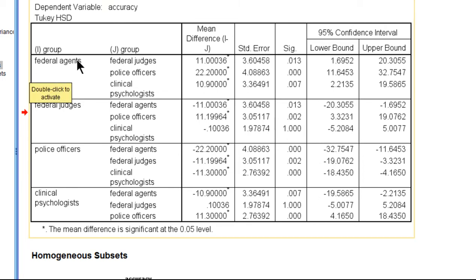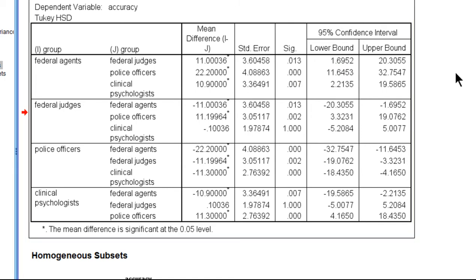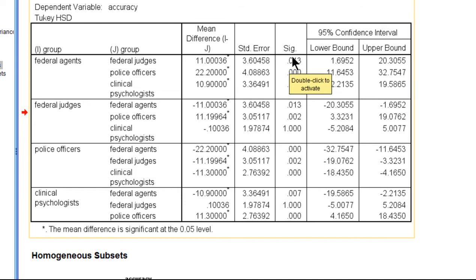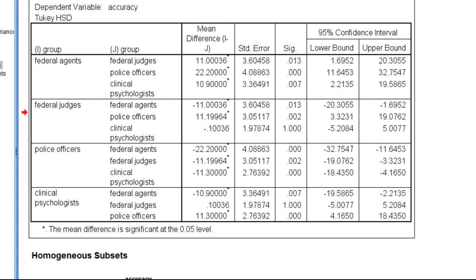We can see that for the federal agents and the federal judges, that numerical mean difference of 11.00 was statistically significant, 0.013. Now, this is a protected analysis in terms of increasing the family-wise error rate. I don't have to do anything with this p-value. I can trust it to be accurate because the Tukey-Kramer HSD is, if anything, a little conservative. So we don't have to worry about inflating the family-wise error rate by reporting and consulting these p-values.